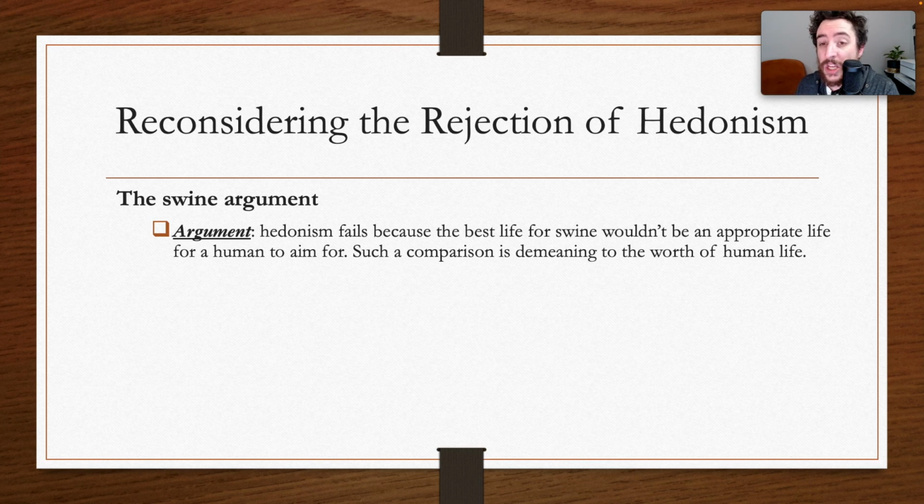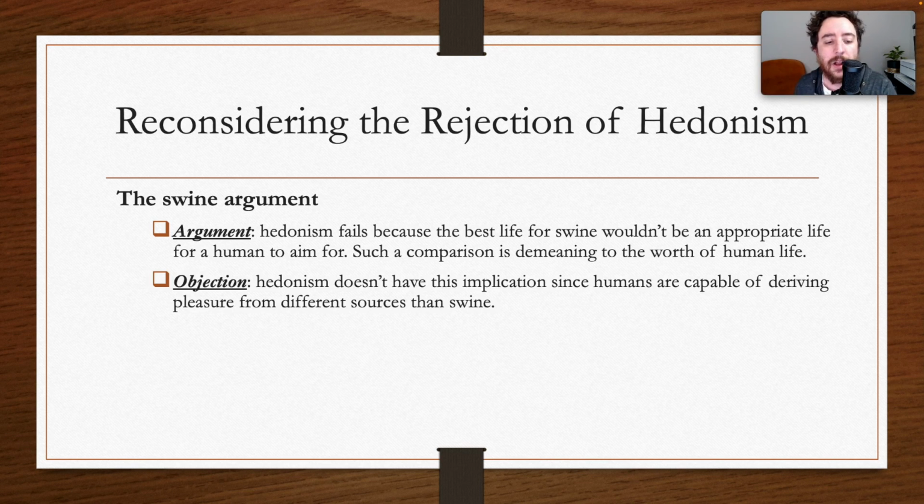Comparing the best life of a human to that of a swine seems demeaning to the worth of human life. We can aim for something more noble than that. The worry with this is that hedonism doesn't have this implication since humans are capable of deriving pleasure from different sources than swine. Pigs can get pleasure from eating, drinking, and sex. Yes, we can get pleasure from those things too, but if that's all we focused on, like a pig, we'd be missing out on all the other pleasures we can get. Because we can also get pleasure from reading, doing philosophy, engaging in conversation with friends. We shouldn't ignore those pleasures.